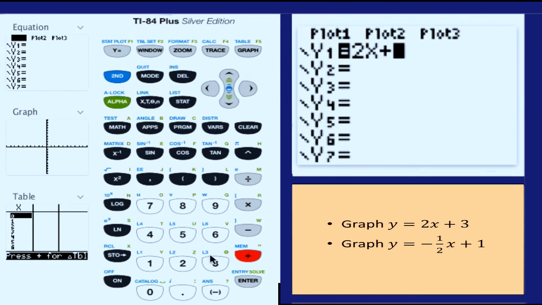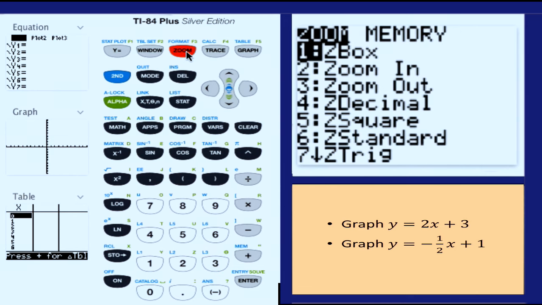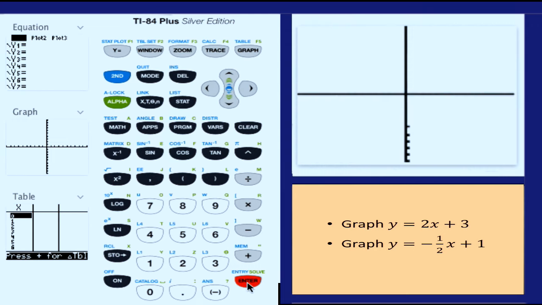Plus 3. And now we're ready to graph. So before we graph, let's check out our zoom to make sure that our screen is correct. We want to go to zoom standard, which is just a standard 10 by 10 window. So you can scroll down, or you can type in the number 6. Once you scroll down to 6, press enter, and our equation will graph.